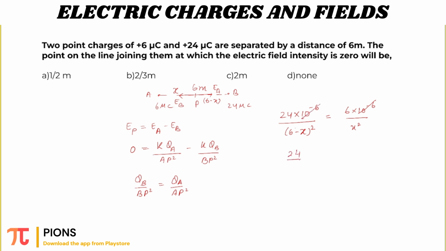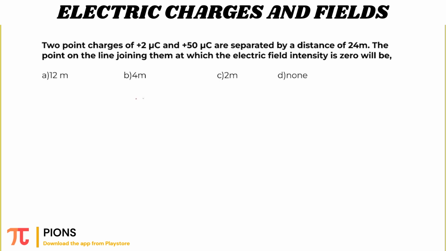So 24 by 6 will be (6 minus x) whole squared upon x squared. 24 upon 6 is 4, and taking the root, root of 4 equals (6 minus x) upon x, and root of 4 is 2. So 2x equals 6 minus x, 3x equals 6, which implies x equals 2 meters. That's option C.